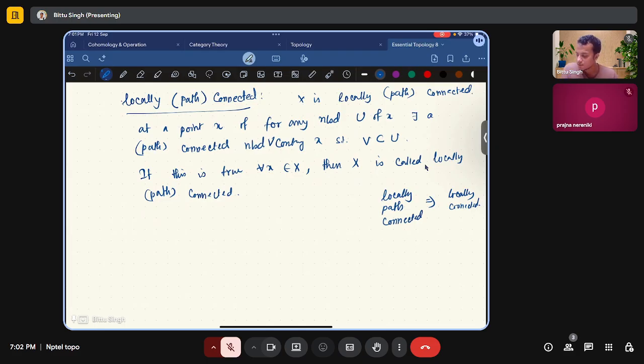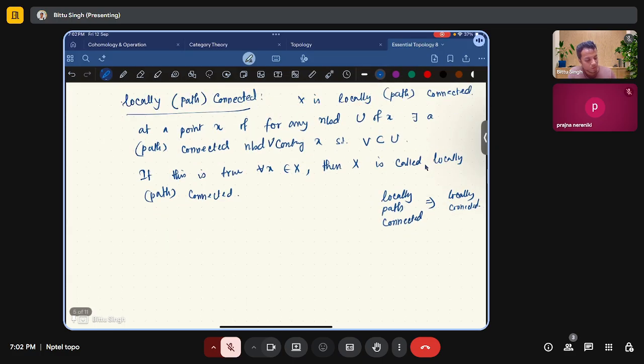Now, what about the converse? The converse may not be true. There are some locally connected sets which are not locally path connected. And what is the relation between locally connected and connected? How are those two properties related? Those two are also related. That is, locally connected may not imply connected, and connected may not imply locally connected.